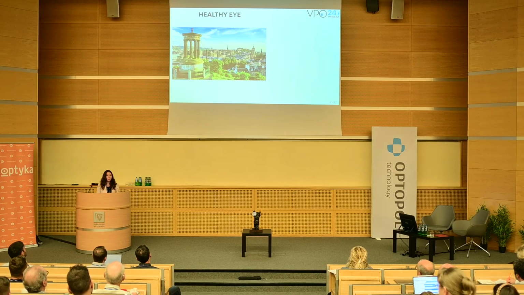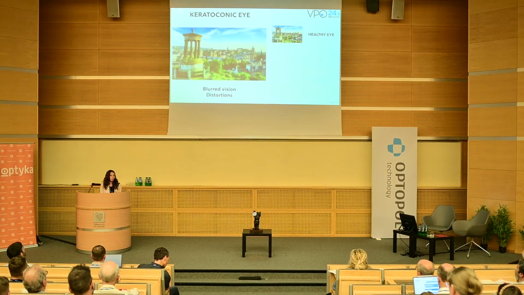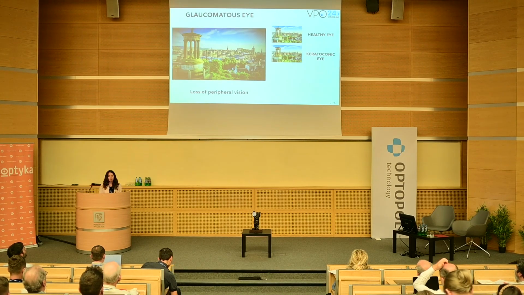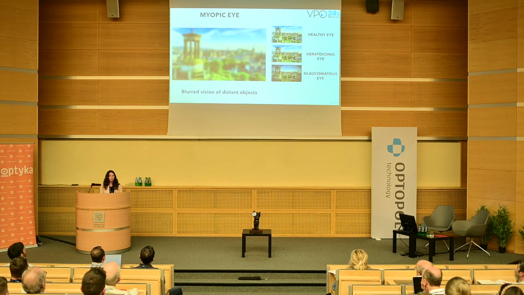To introduce the problem, I would like to show you some images. The majority of us would see this landscape clearly. But if one of us is affected by keratoconus, the pathology explained in the previous presentation, the same landscape would be blurred and distorted. In case of glaucoma, the landscape would appear with a tulle-like effect because glaucoma causes the loss of peripheral vision. In case of myopia, the vision of distant objects would be blurred.